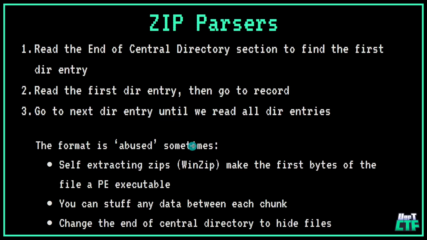So what you can do is abuse this file format. One of the things that WinZip does is create self-extracting zips, which makes the first few bytes of the zip file an executable that will unzip the zip automatically. You can also stuff data between each chunk because the actual records are pointed to by the directory entries. And you can also change the end of the central directory to hide some files, because zip looks for the files depending on the end of the central directory. So if you just say that there are 2 files instead of 5, you can hide some files in that regard.